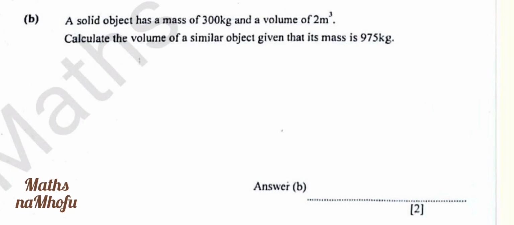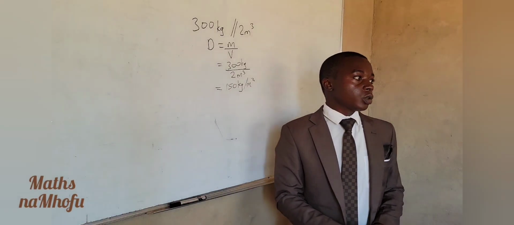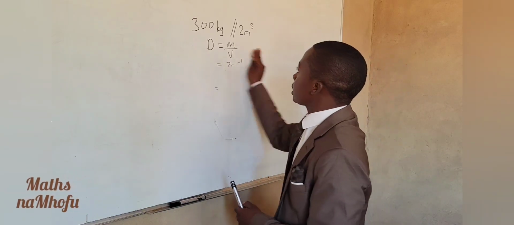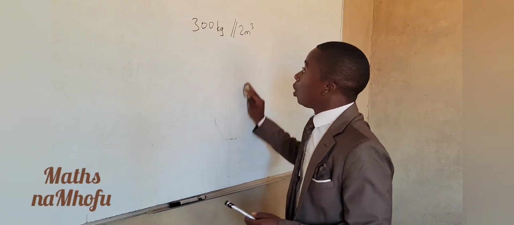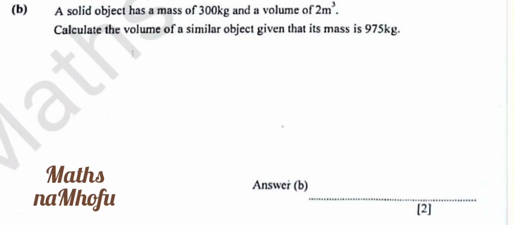A solid object has a mass of 300 kg and a volume of 2 cubic meters. Calculate the volume of the similar object given that its mass is 975 kg. Now, this is very simple. We are talking of similarity and congruence. What is it that we are told? We are told that it is an object that is similar.